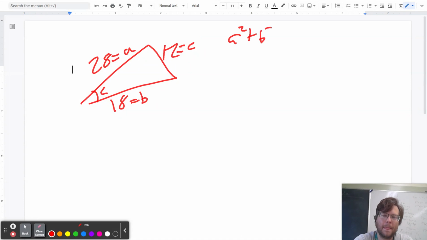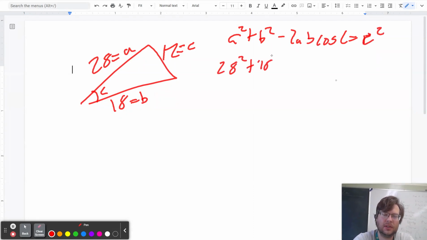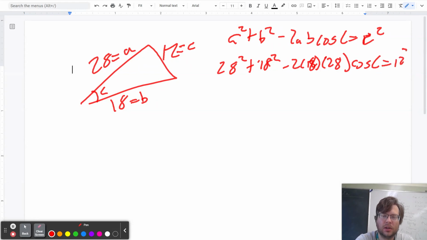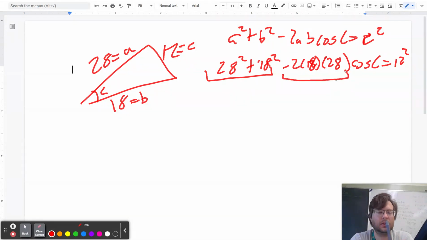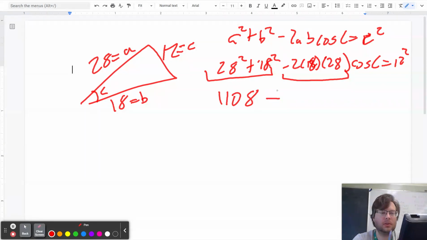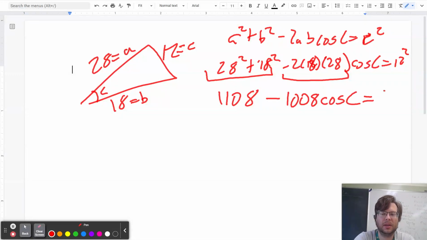And I'll just set up my law of cosines like this. So I've got 28 squared plus 18 squared minus 2 times 2 times 18 times 28 cosine of C equals 12 squared. Now keep in mind that this piece is separate from this piece. Do those separately. So 28 squared plus 18 squared makes 1108. 2 times 18 times 28 makes 1008 cosine C, and 12 squared makes 144.